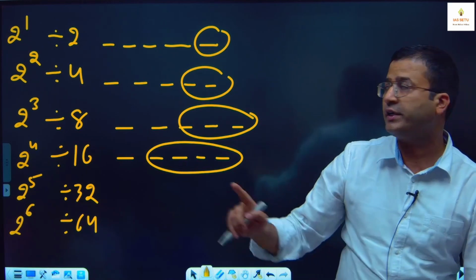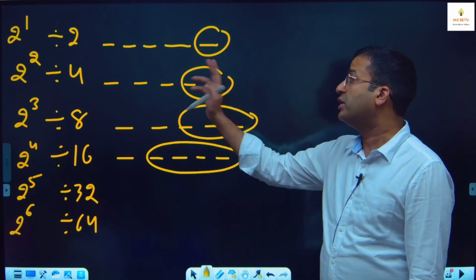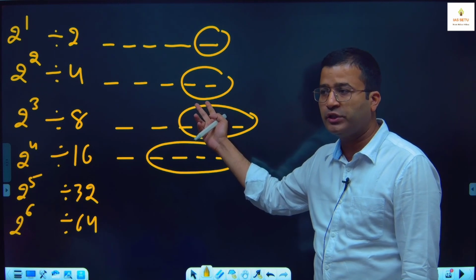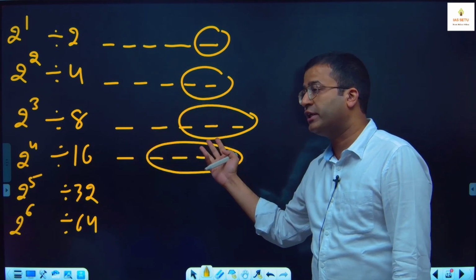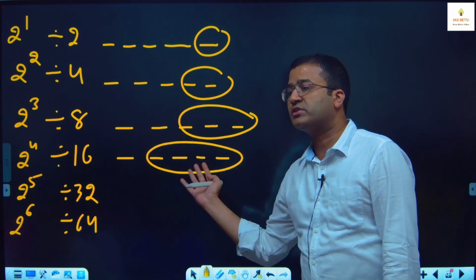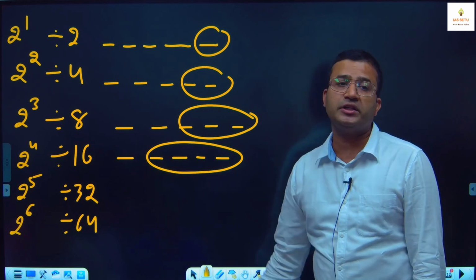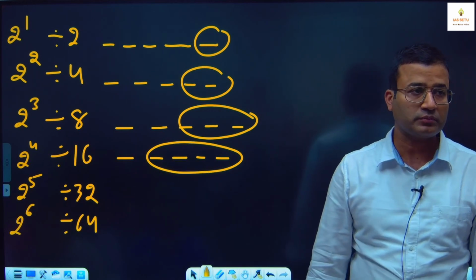Divisibility of 2, we need only the last digit. Divisibility of 4, we need the last 2 digits. Divisibility of 8, we need the last 3 digits. Divisibility of 16, last 4 digits. Divisibility of 32, 5 digits.